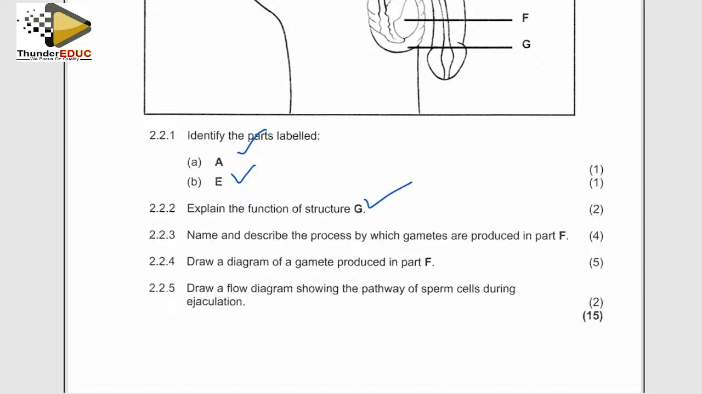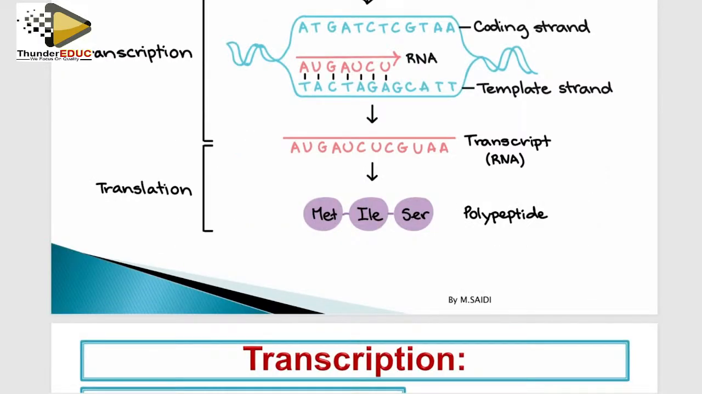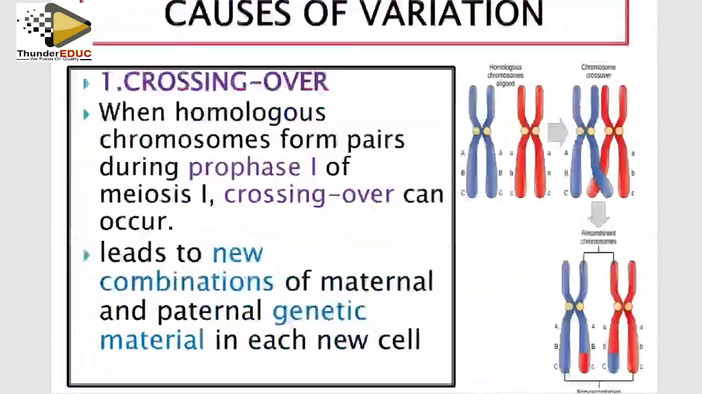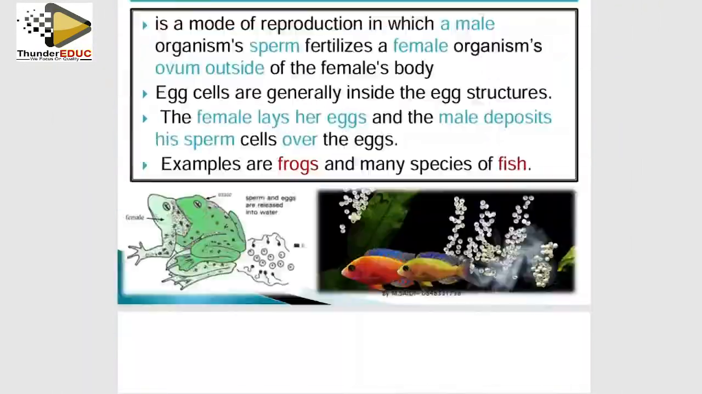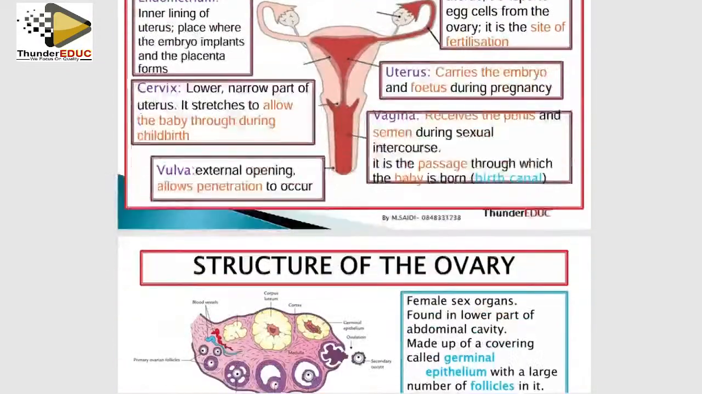Then they're saying name and describe the process by which gametes are formed. Guys, I showed you that when it comes here, the process is oogenesis. You understand? And I told you that when we are talking about this, don't waste time going to different things.